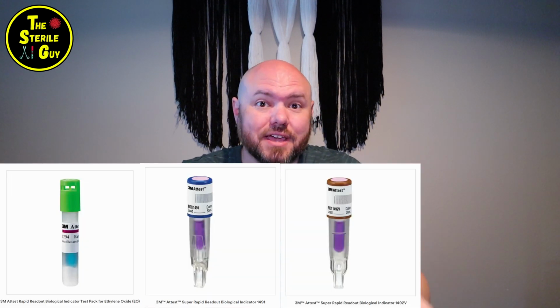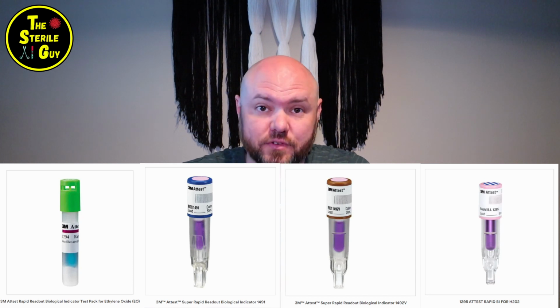All right, so there are a lot of different biologicals out on the market. They all look different. You have green tops, blue tops, brown tops, pink tops. There's a lot of different variety of biologicals out there. Now the colors are actually standard when it comes to biologicals. So when you have a green top, that is specifically for ethylene oxide. When you have a pink top, that is your H2O2 vaporized hydrogen peroxide. Blue and brown are both for steam, where blue is for gravity cycles and brown is for prevac.